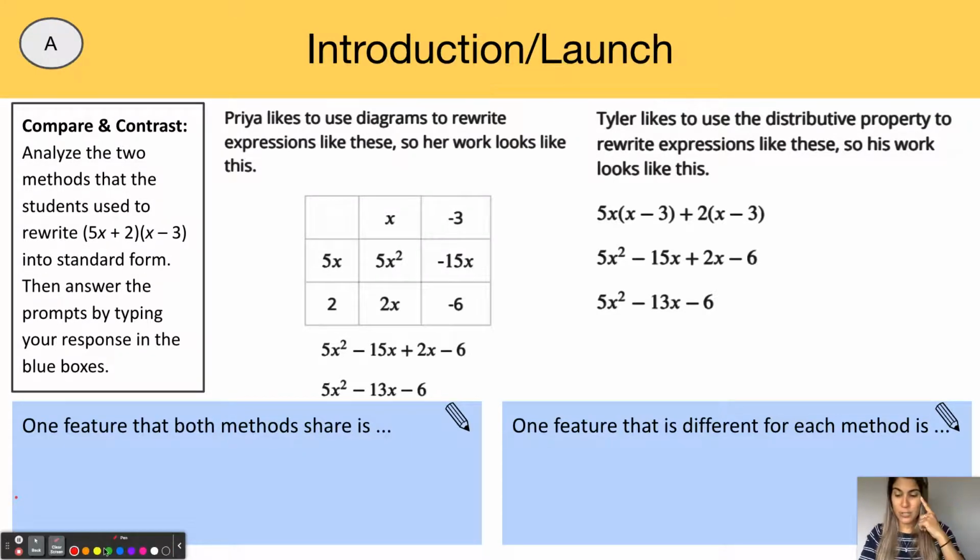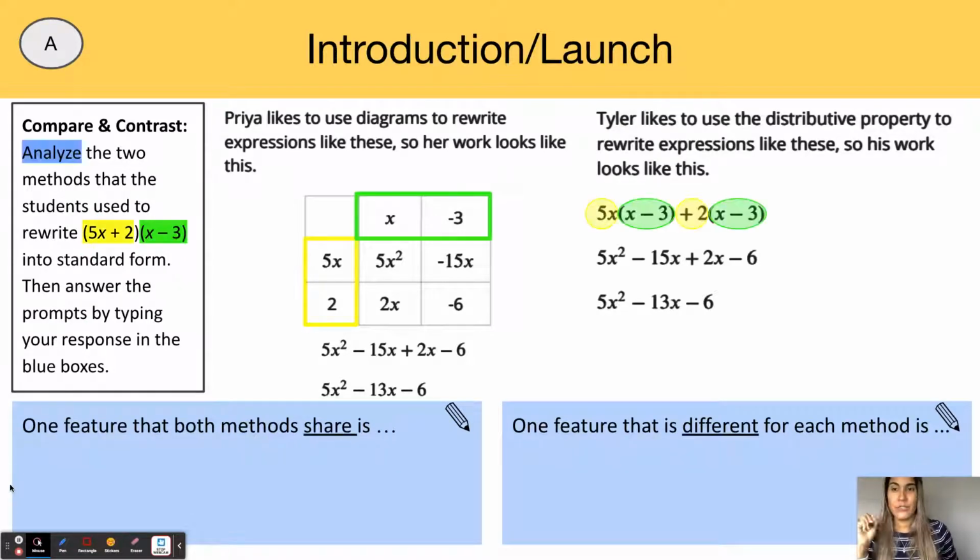So what are important things to notice? What is it asking me to do? It's asking me to analyze the two methods. What's two methods? So this method and this method, okay? And to rewrite 5x plus 2 times x minus 3 into standard form, and then answer the prompts. So this is all I'm going to be doing during this portion of the introduction launch. So I have reorganized this a little to highlight some of the concepts that are going to be important. You could go ahead and pause and try these out on your own, and we can go over them together.